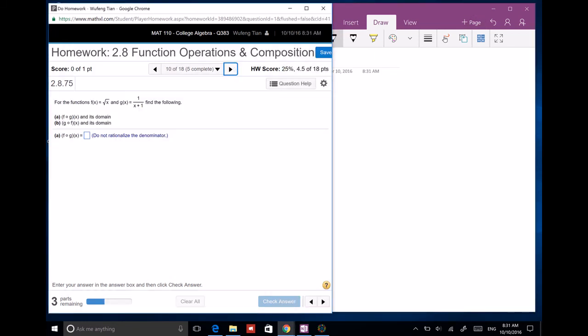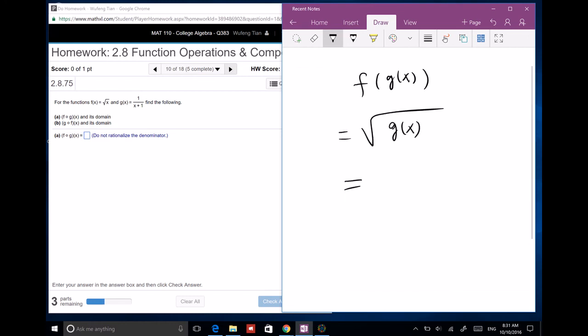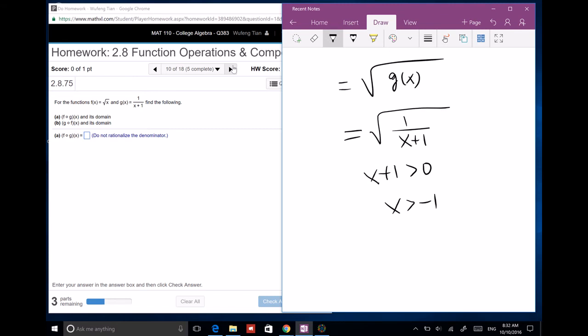Number 10. f of g of x and its domain. f of g of x equals the square root of g(x), and then replace g(x) by its own function, so it's the square root of 1 over x plus 1. For the domain, x plus 1 must be bigger than 0, so x is bigger than negative 1. So it's negative 1 to infinity.